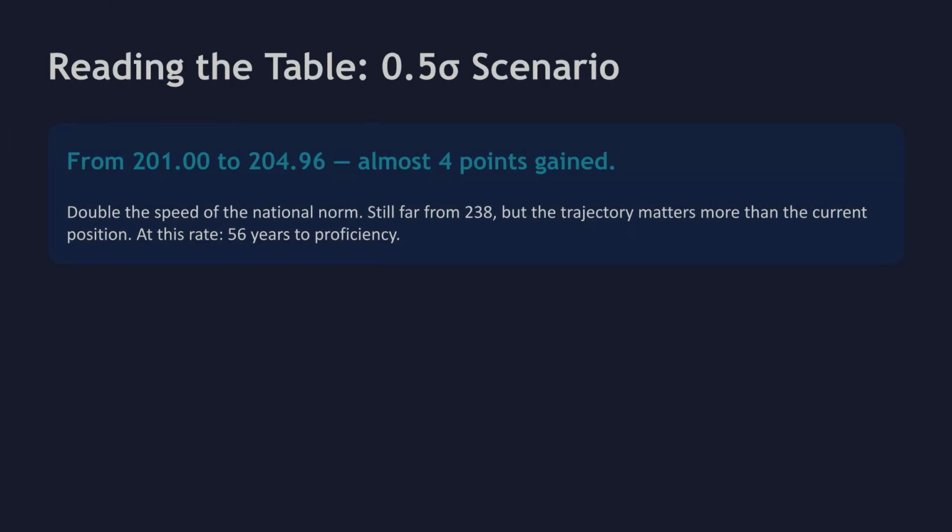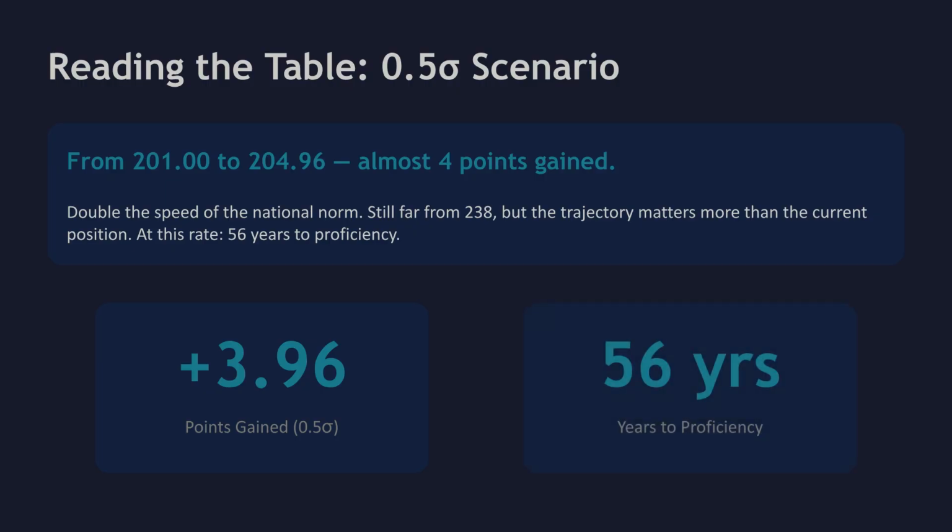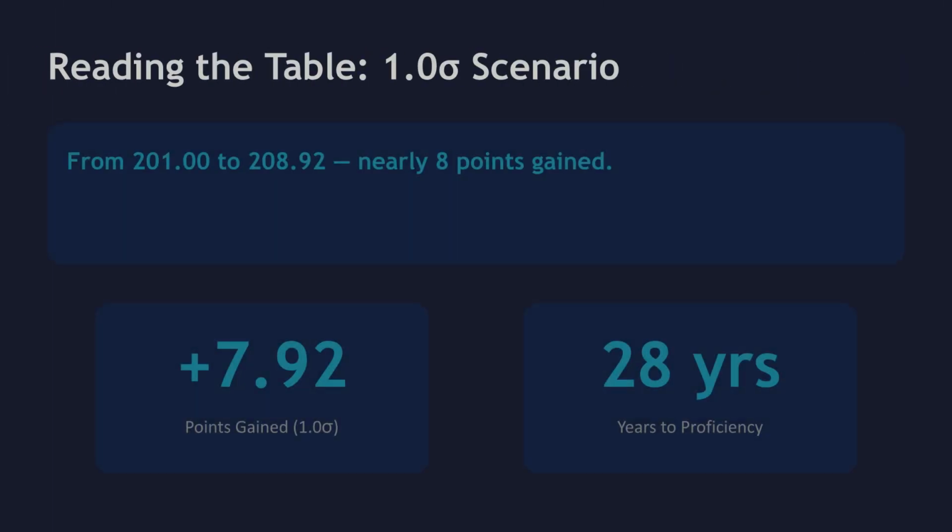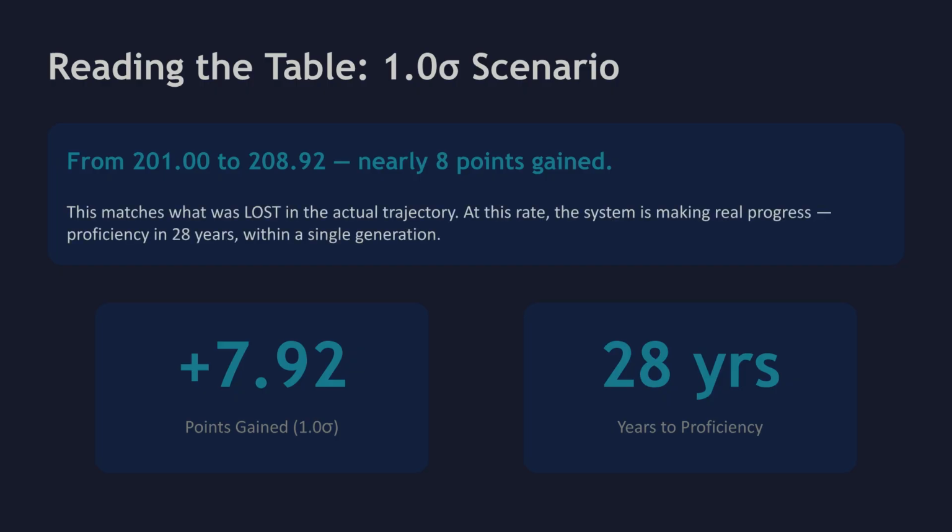The 0.5 sigma scenario results in a gain of almost 4 points, moving from 201.00 to 204.96. This rate is double the national norm. While still far from proficiency, this rate would achieve proficiency in 56 years. With the 1.0 sigma scenario, nearly 8 points are gained. This gain matches the 8 points lost in the actual trajectory. At this rate, the system makes real progress, potentially reaching proficiency within 28 years, a single generation.